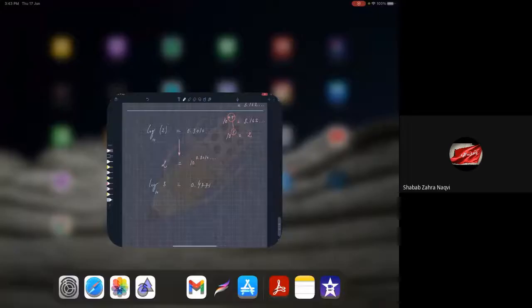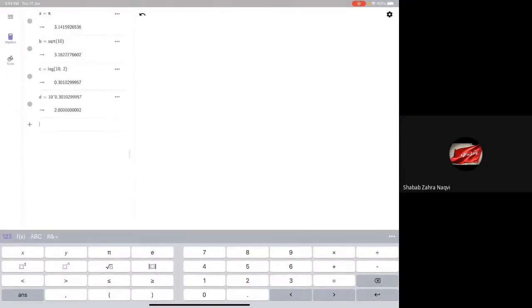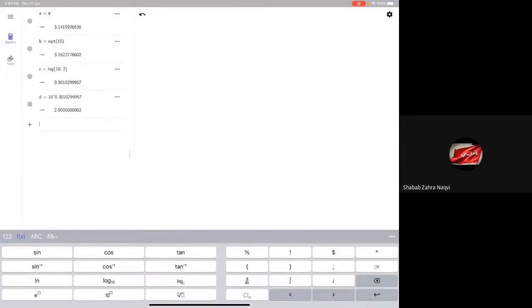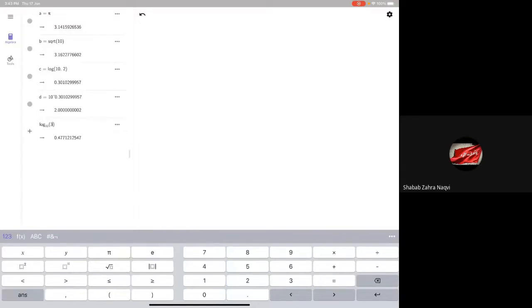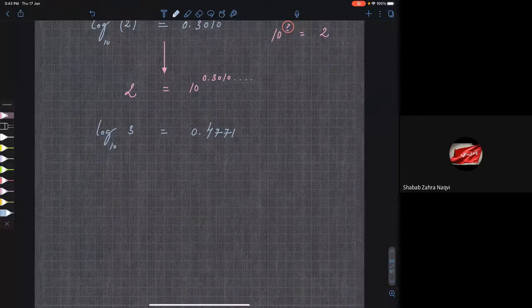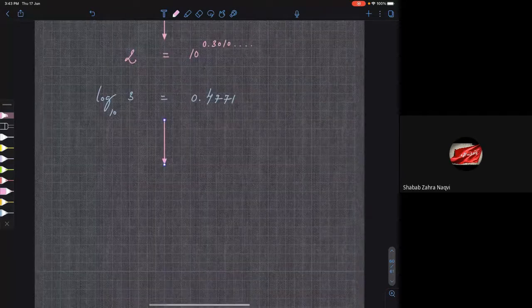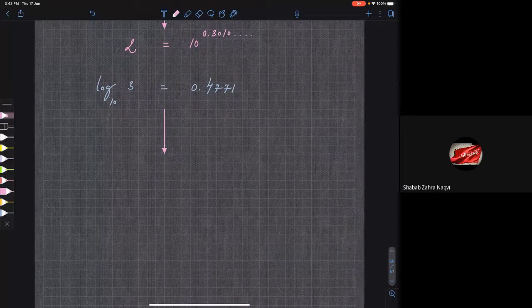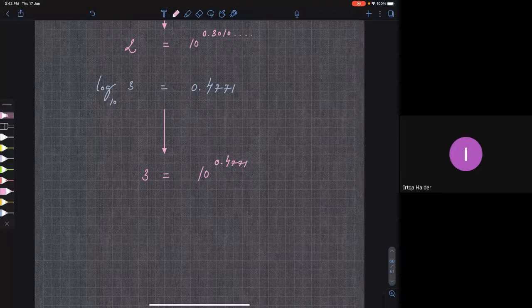Yes, sir. So let us check it. What the value of log 3 is. So log 3 is 0.4771. Are you getting my point? Yes, sir. Now what does it mean when I say log 3 to the base 10 is 0.4771? It means that if I raise 10 to 0.4771, I should get 3. Clear? Yes, that is how logarithm is.